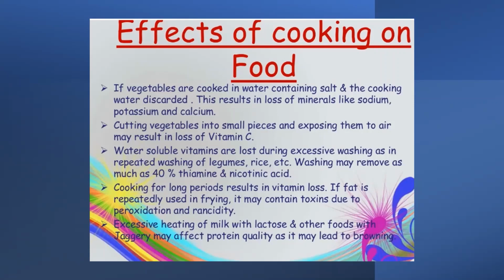Cooking for a long period results in vitamin loss. If fat is repeatedly used in frying, it may contain toxins due to peroxidation and rancidity. Excessive heating of milk with lactose, and of other foods with jaggery, may affect the protein quality, as it may lead to browning. So these are some tips we have to take care of while cooking.